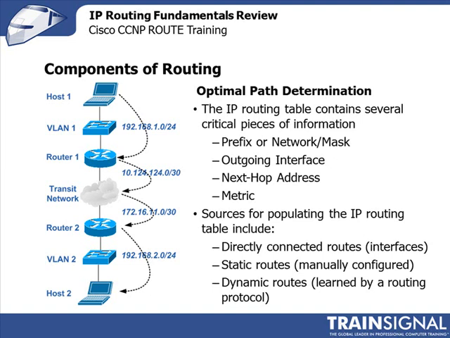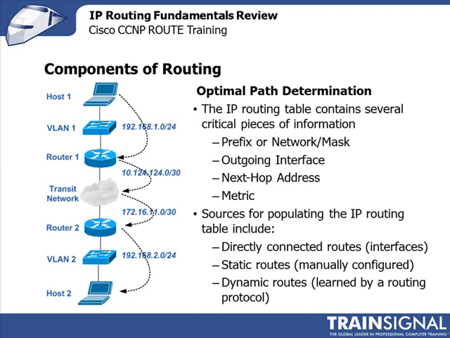Usually there's a prefix or a network and mask combination. There's an outgoing interface. There's a next hop address. And then there's a metric, and a metric is simply a measurement of the reliability or preference of a particular route. Now, there are several sources for populating the IP routing table, and this is fairly universal.